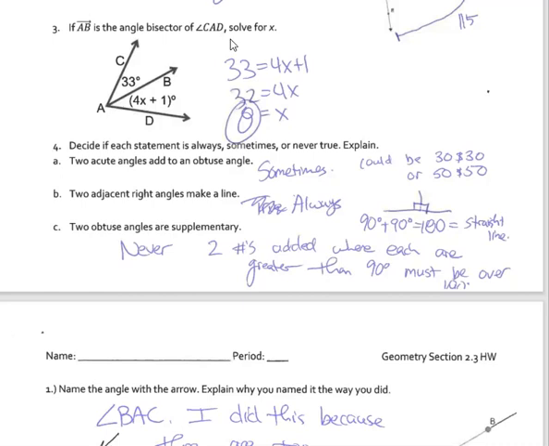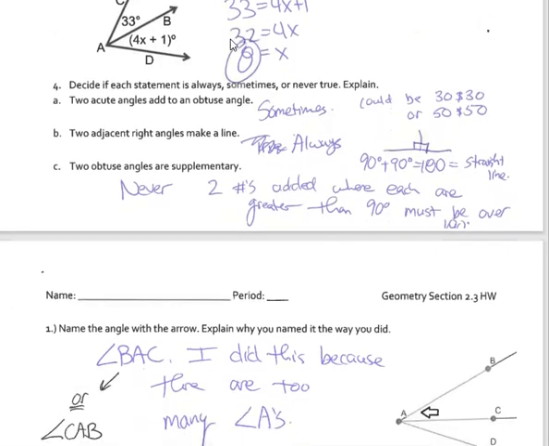And then for our last one, it was practice with the sometimes, always, or never problems. So when they say two acute angles add to be an obtuse angle, that's sometimes, because it could be two smaller acute ones like 30 and 30, and they stay acute. Or you could have 50 and 50, and that is going to be greater than 90, which makes it obtuse. The next one is two adjacent right angles make a line. That's going to be always. If you make a right angle and then you make another right angle next to it, it ends up making a straight line, which is 180 degrees.